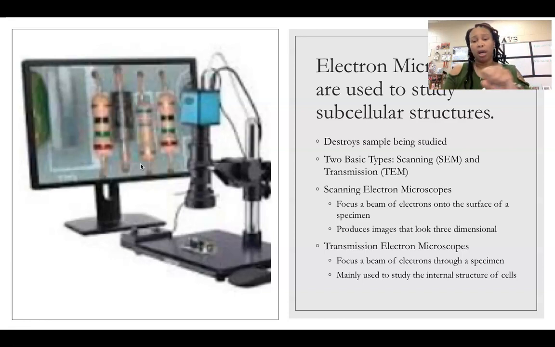Your transmission electron microscope is going to focus a beam of electrons through the specimen so that you can actually see the internal structures of that cell. Now, one of the things about electron microscopes is that it completely destroys your sample. So you cannot see motion. You cannot have a living sample, and you cannot reuse the sample. These are all things that you can do with the light microscope. Benefits of the electron microscope is you can see smaller things, and it can produce 3D images for you. But again, it completely destroys the sample, and they're pretty expensive. So we definitely don't have one of those here at the school.